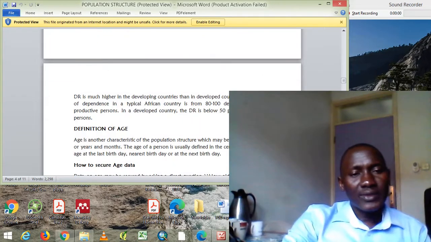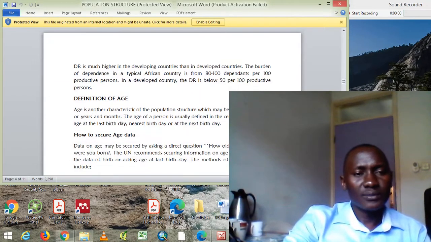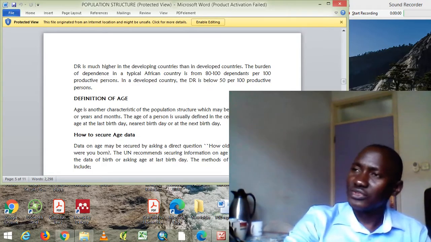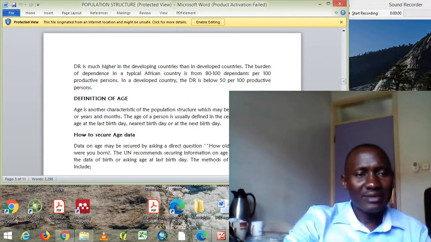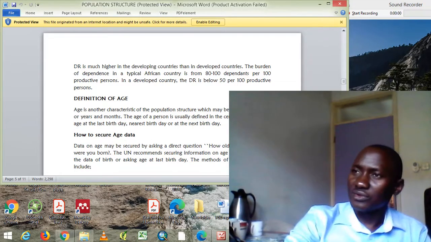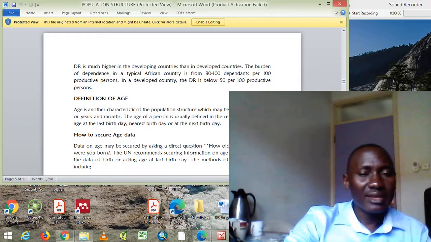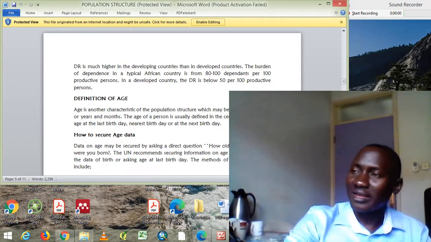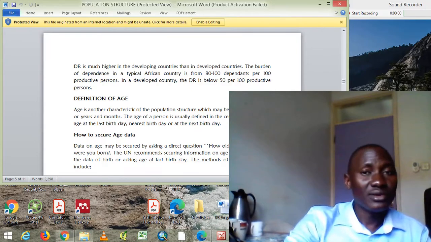Then, how do we define age in a population? Age is another characteristic of a population. Like I've already said, it's one of the definitions of population structure. But how do we define it? Because age is one of the most sensitive issues here. If I carried out a poll right now and I started asking you, how old are you? How old are you? I know not many of you are going to tell me your age.